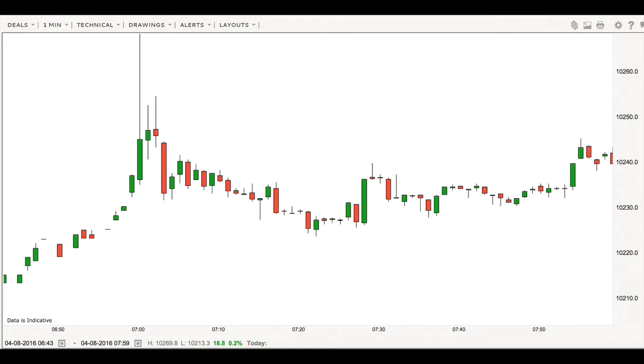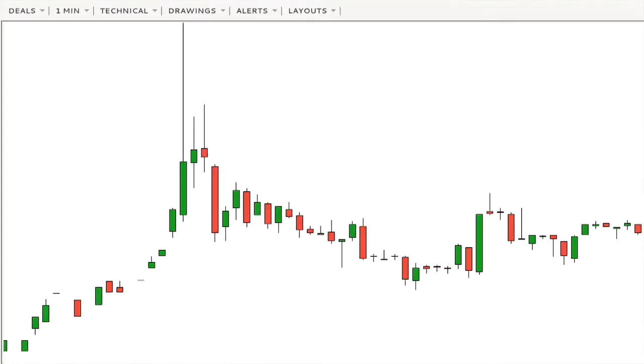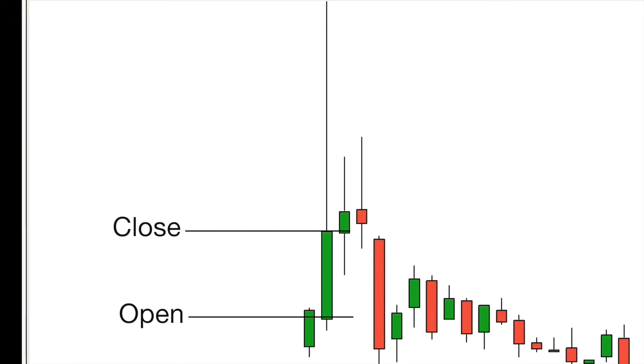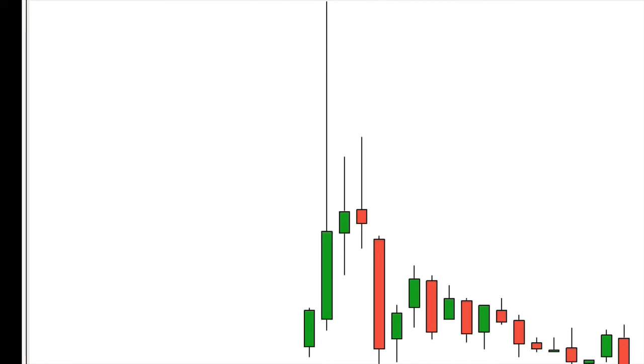So let's have a look at how a candlestick is made up. And to do that, we're going to have a look at the big bullish spike at 7 AM, the biggest candle on the chart so far. So the candle opened here and it closed here. And this makes up the body of the candle. In this case, the price closed above the open, so the candle body is green. The highest price in the candle is here at the top of the spike, and the lowest price is here at the bottom of the spike.